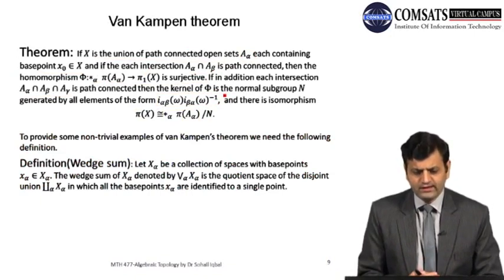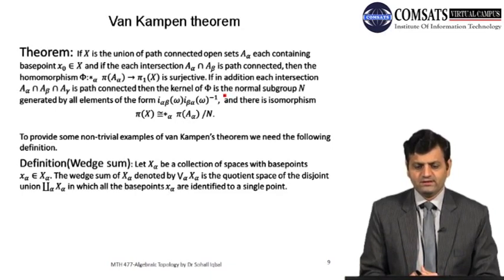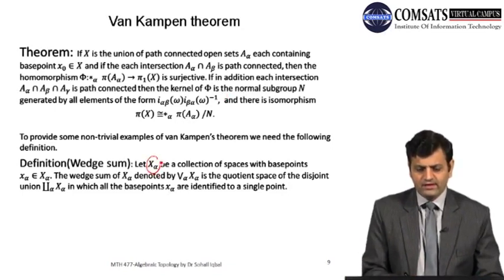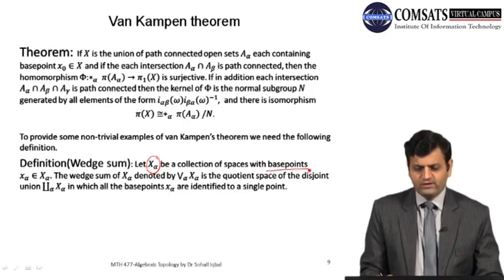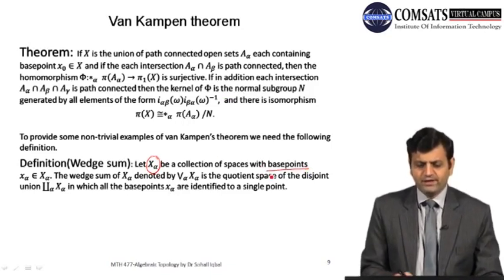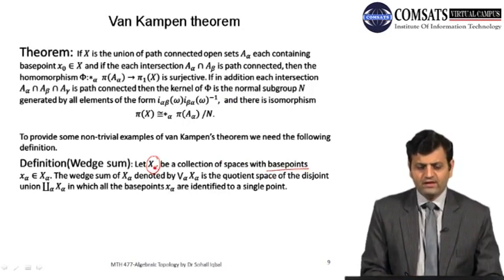Okay, so to see further non-trivial examples of this result, we will have to look at another definition, the wedge sum. So what is wedge sum? If we have a collection of spaces X alpha with base points, in other words we just picked some point from each and every X alpha and we call that the base point, because to calculate the wedge sum we are going to need those points. So the wedge sum of X alpha, denoted by this symbol, is the quotient space of the disjoint union in which all base points are identified to a single point.